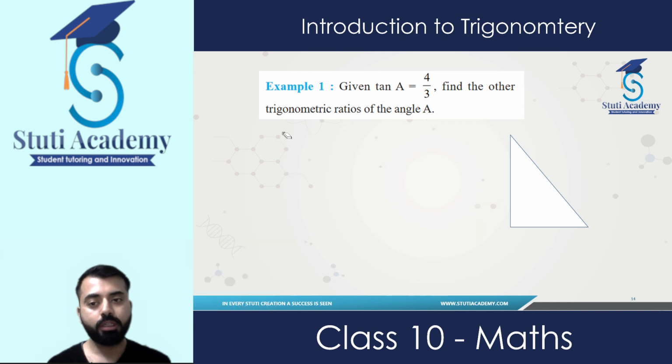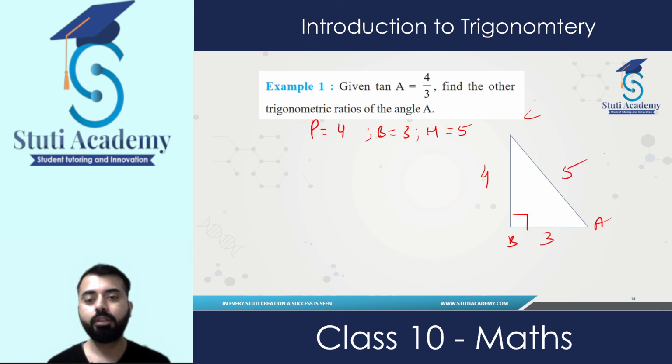So I have what? I have my perpendicular, which is 4. I have my base, which is 3. And I have my hypotenuse, which is 5. So let's say this was the triangle ABC. This is 3, this is 4, this is 5. So I have to find out sin A. Sin A will be what? Perpendicular upon hypotenuse. That means 4 by 5. I have to find out cos A. Cos A is what? It is base upon hypotenuse, which is 3 by 5.